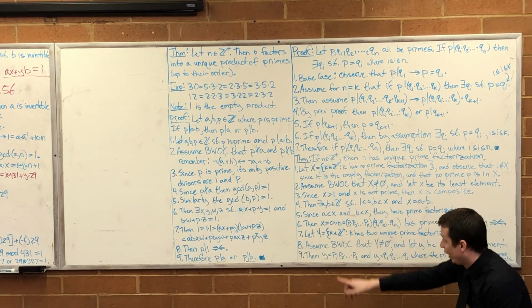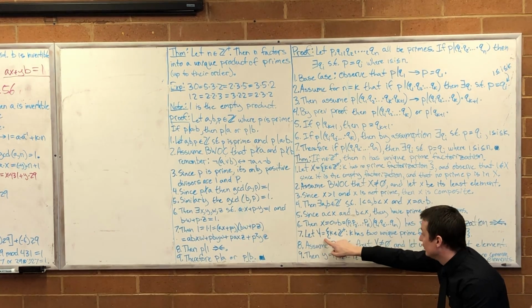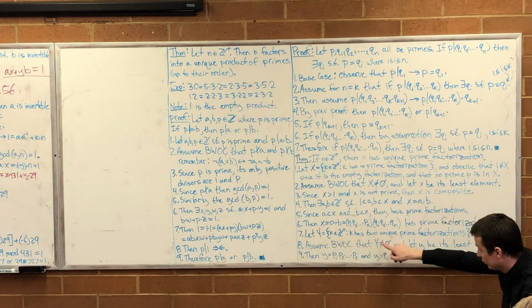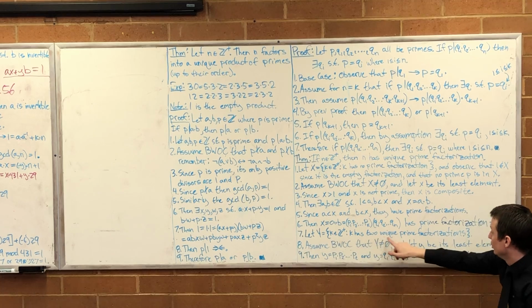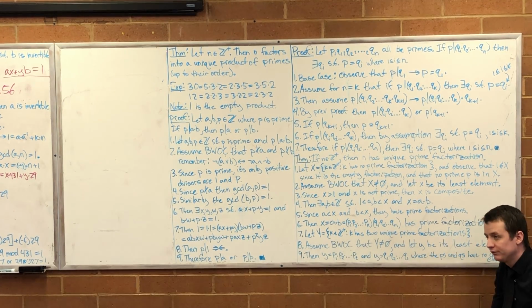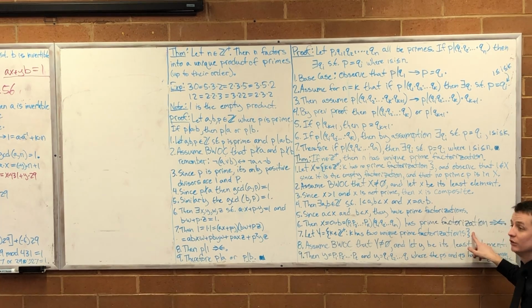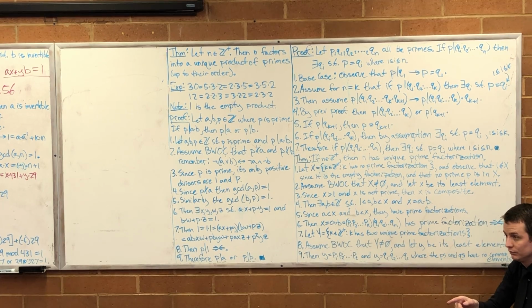Okay, so now, since we already used x, I'm going to use y. Let y be the set of all positive integers k, where k has two unique prime factorizations. Maybe more, but it has at least two unique prime factorizations. Obviously, we know y is empty. We're going to assume by way of contradiction that it's not. Grab its least element. We're using smallest counterexample.